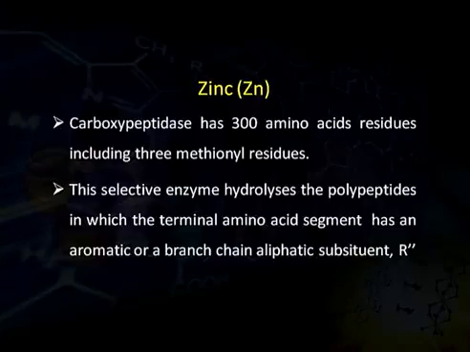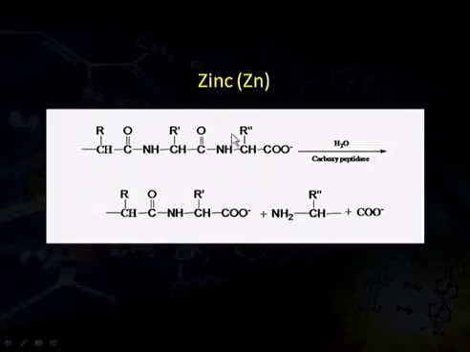This selective enzyme hydrolyzes the polypeptides in which the terminal amino acid segment has an aromatic or a branched chain aliphatic substituent, which is represented by R double dash in this figure. This is the amino acid sequence, and the enzyme carboxypeptidase hydrolyzes it from the end which contains the aliphatic or aromatic branched chain substituent, represented by R double dash.